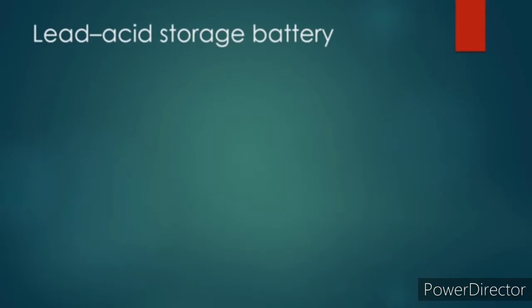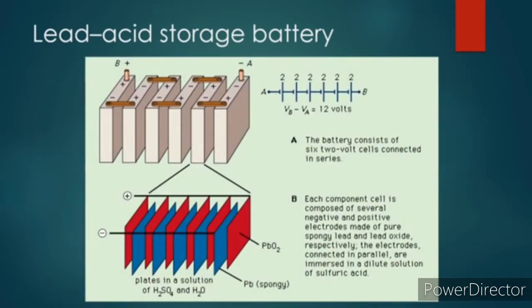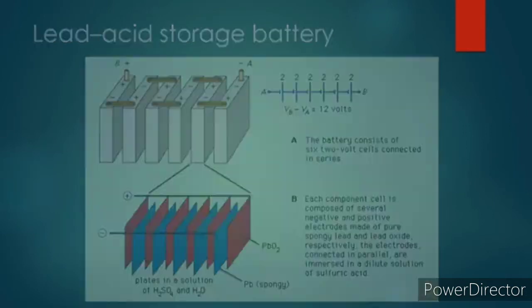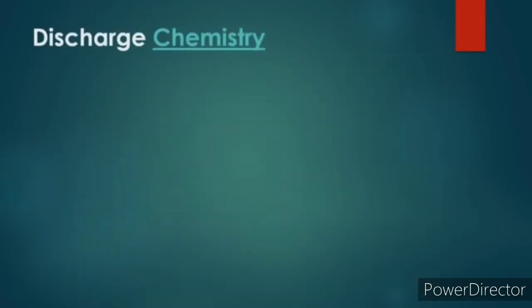The battery is composed of 6 cells in series to give an overall 12 volts supply. In the discharged state, both the positive and the negative plates become lead-2 sulfate. The electrolyte loses much of its dissolved sulfuric acid and becomes primarily water. So the reactions of the cell are as follows.